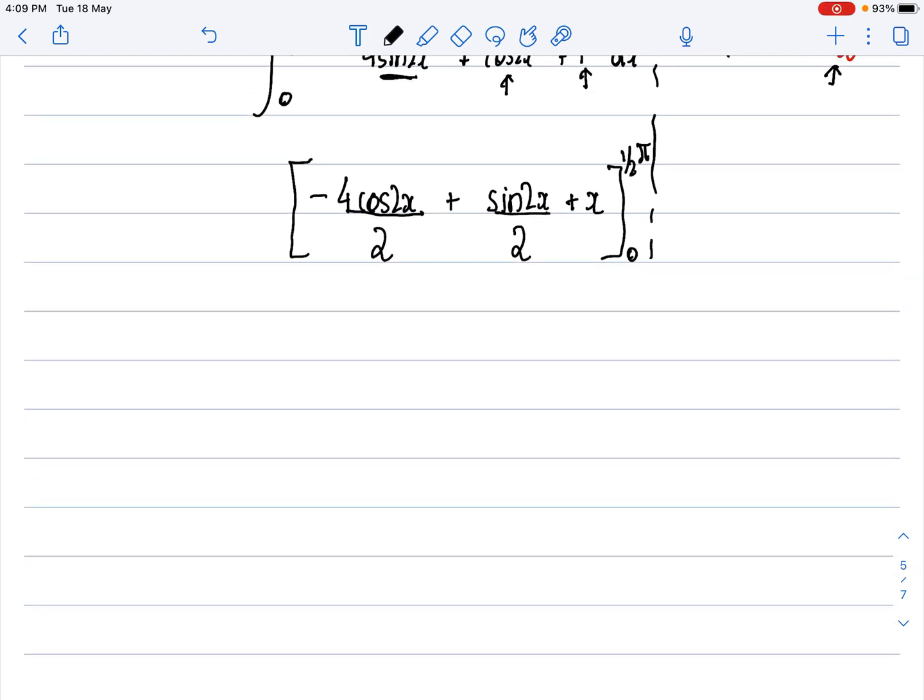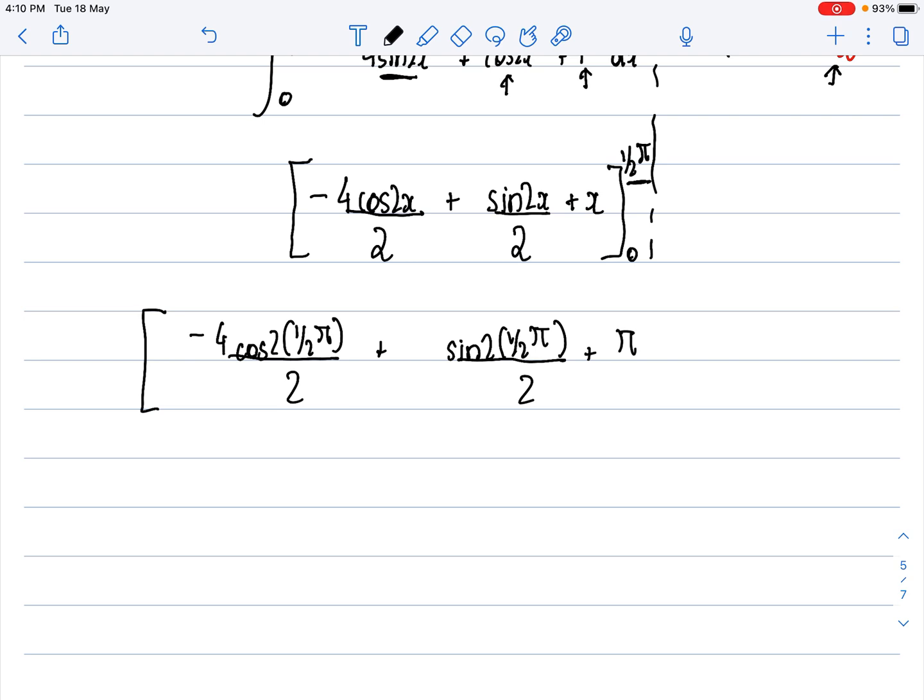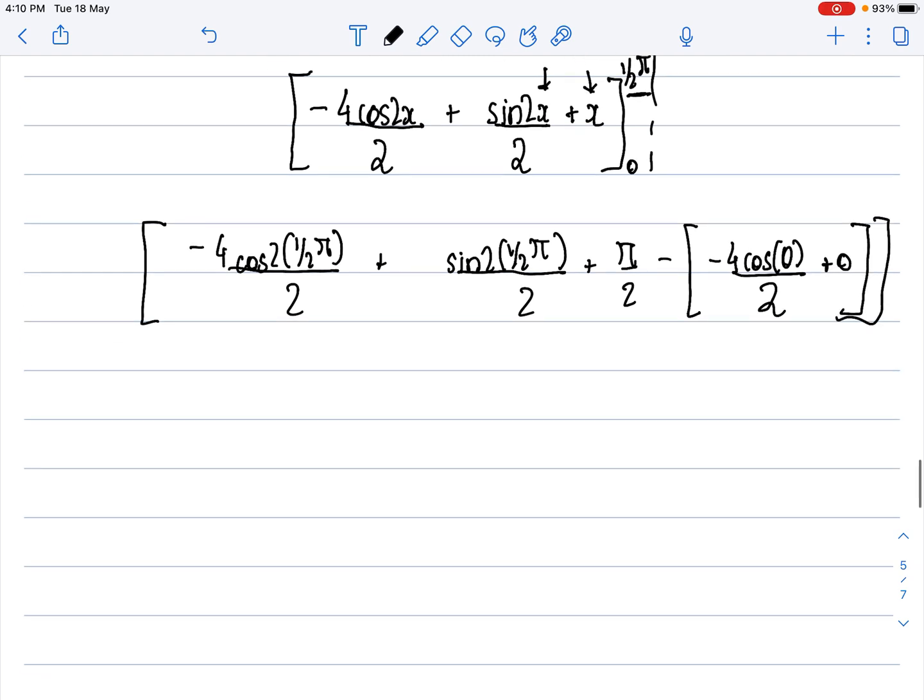Now what I need to do is first put half pi in the place of x. So it will look something like minus 4 cos 2 into half pi over 2 plus sine 2 into half pi over 2 plus pi by 2, minus, this is basically minus 4 cos 0, because 2 into 0 is 0, over 2. And when I put 0 in sine and x here, I get 0 only. Now if you go on your calci, make sure you're on the radian mode.